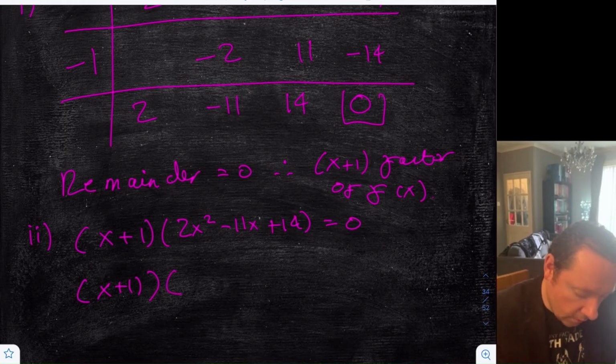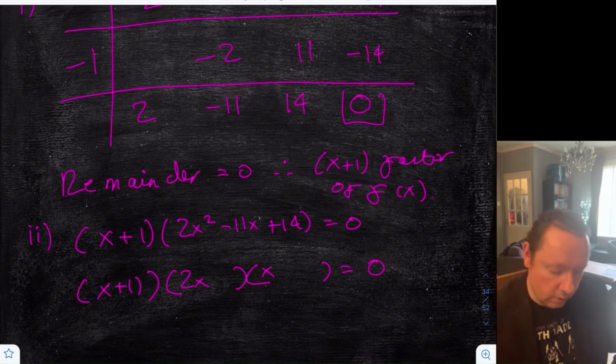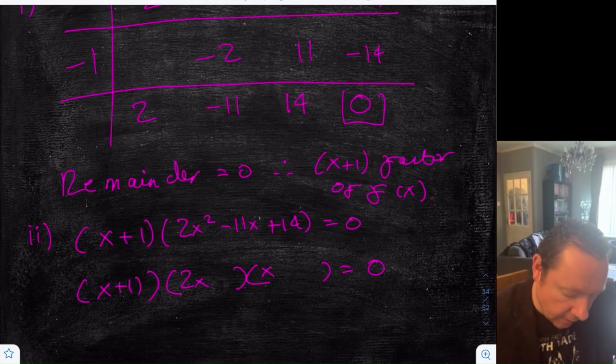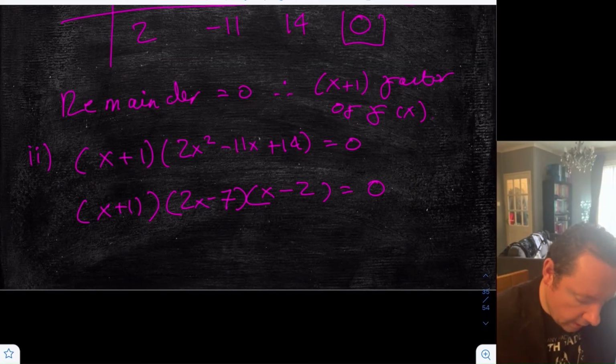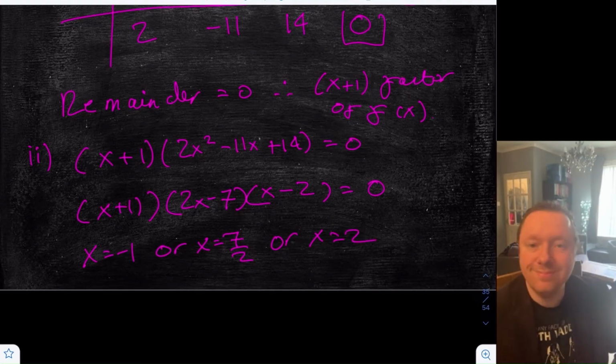We've got double brackets. It must be 2x and x. 7 and 2 make 14. So minus 2 times 2 is 4, and then 7 equals 11. So minus 4 minus 7 is minus 11. So we've got x equals minus 1, or x equals 7 over 2, or x equals 2.